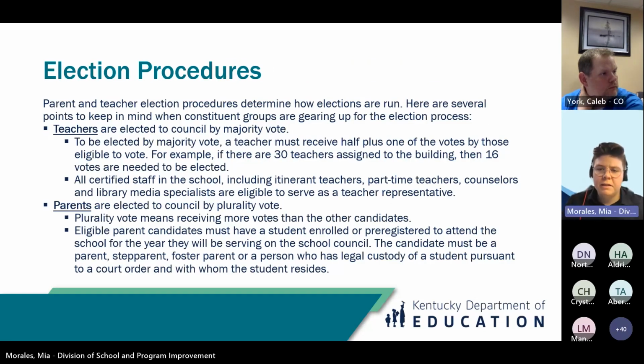So we talked about this a little bit last time, so I'm just briefly going to recover it. As far as teachers and parents, teachers are elected by a majority vote. So that means everyone who is able to vote divided by 2 plus 1. Teachers and people who are eligible to vote and run are all certified staff. So this includes itinerant teachers, part-time teachers, counselors, and library media specialists. As far as parents, they are elected by plurality. So that just means the person with the most amount of votes.